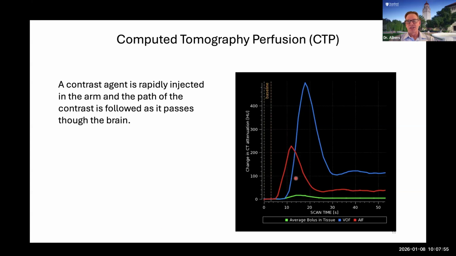Then that contrast bolus is going to leave the brain through a venous sinus, and you're going to see that with a higher amplitude as it leaves a large venous sinus. Obviously, the venous output will be delayed a few seconds from the arterial input.